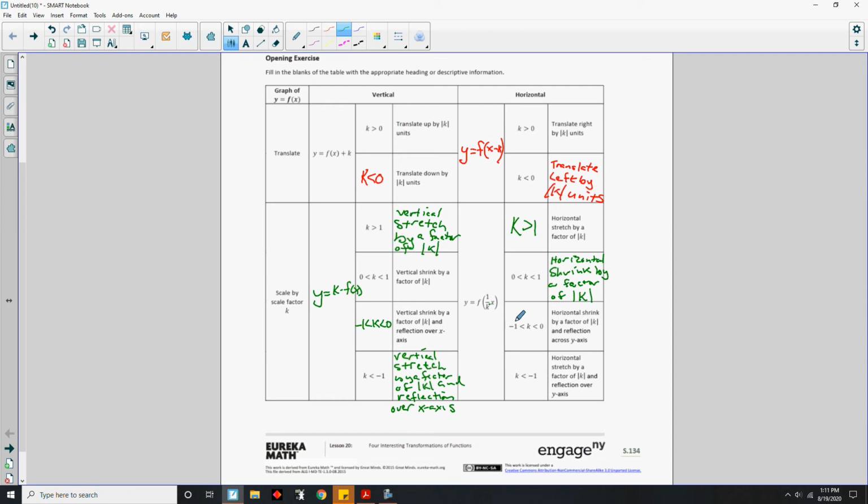Okay, and the rest is done. If k was between -1 and 0, it's a horizontal shrink by a factor of absolute value of k, and the reflection across the y-axis when it's negative. And then if we go bigger than -1 on the negative side, or smaller than -1, then the horizontal stretch by a factor of absolute value of k and a reflection over the y-axis.